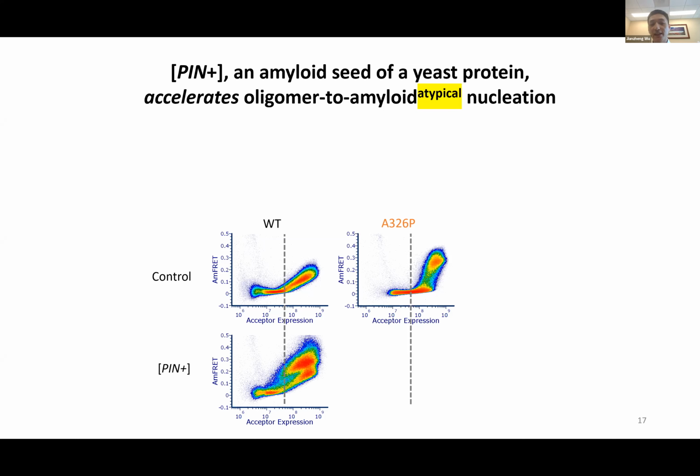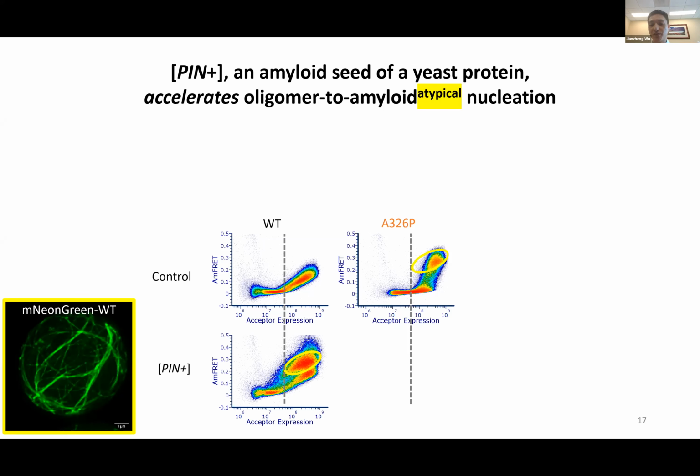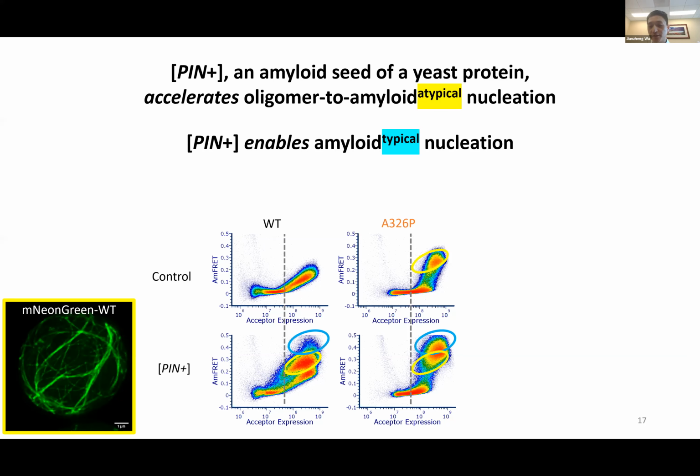When we express LCD in PIN+, we notice that it forms a high thread population circled by this yellow circle. We also observe beautiful fiber structures in this population, indicating the formation of an ordered structure. We refer to this population as the atypical amyloid population. In the alpha helix disrupting mutant, we see a population with an even higher amphoret, shown in the blue circle, indicating a more ordered structure.